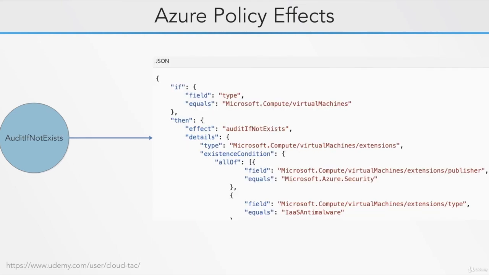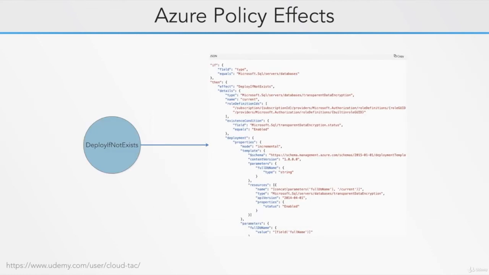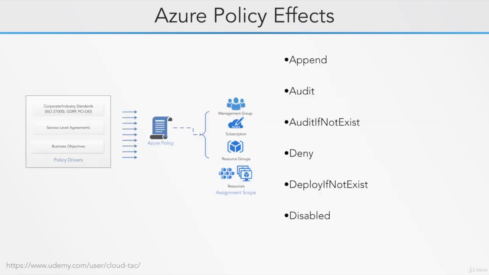The audit if not exist effect enables auditing on resources that match the if condition, but doesn't have the components specified in the details of the then condition. The deploy if not exist effect is similar to audit if not exist. Deploy if not exist executes a template deployment when the condition is met. Lastly, the disabled effect makes it possible to disable a single assignment instead of disabling all of that policy's assignments.